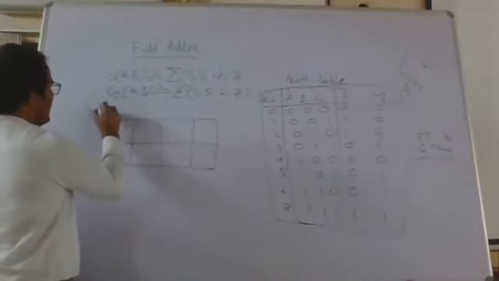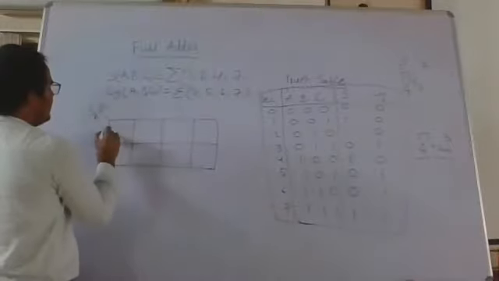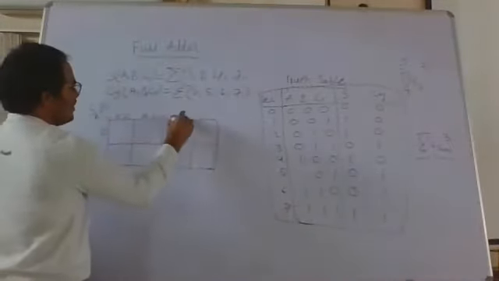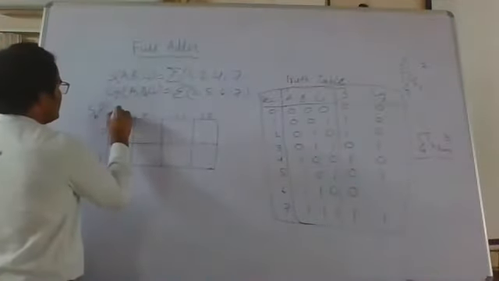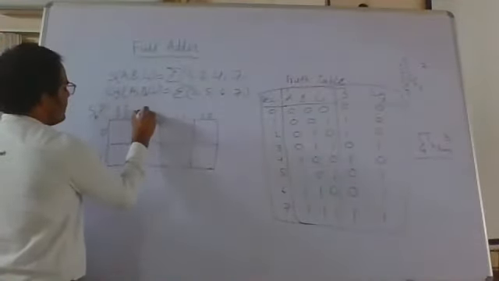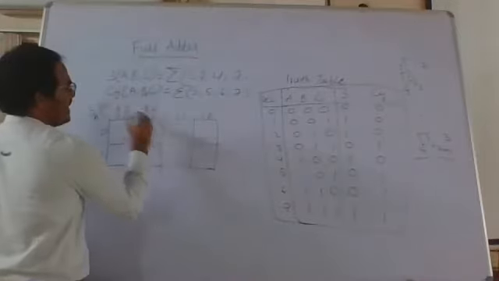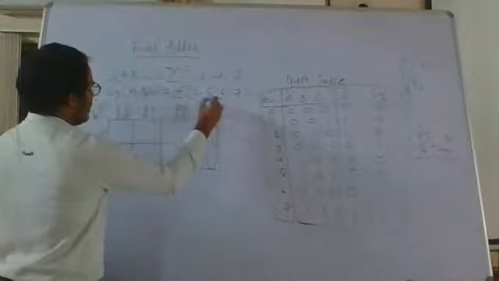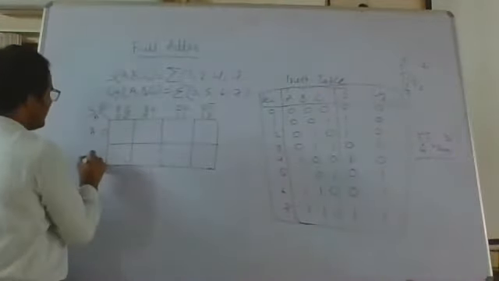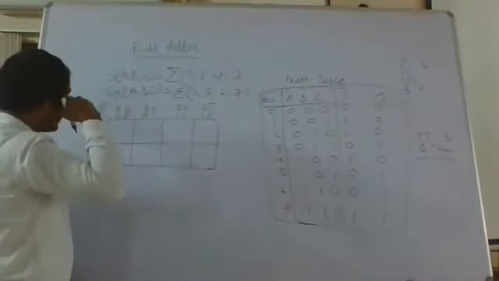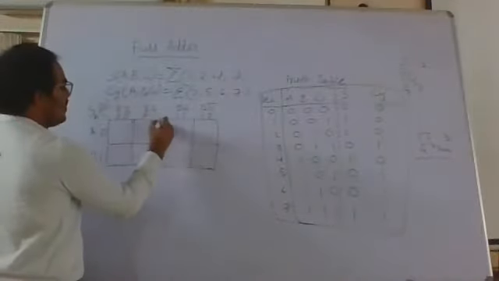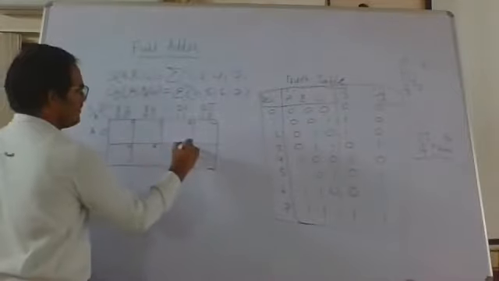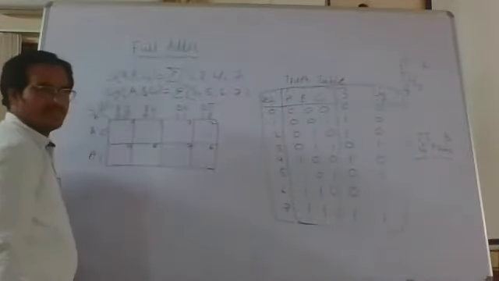Row element is A, column elements are B and Ci. This is 0, 1. This is 0 0, 0 1, 1 1 and 1 0. This is B bar C bar, B bar Ci, which I am writing as B Ci, and B Ci bar. This is A bar and this is A. Next step is numbering: 0, 1, 3, 2, 4, 5, 7 and 6.